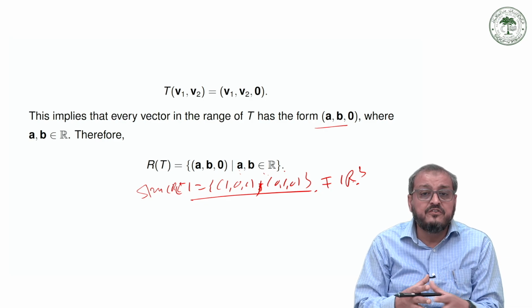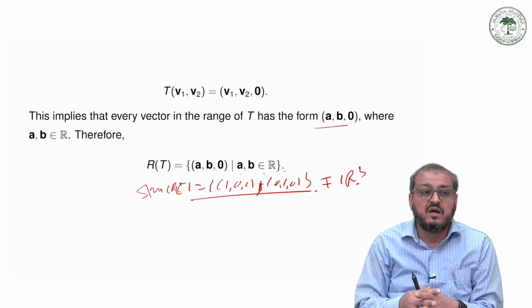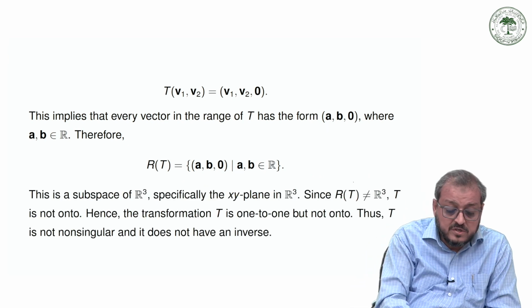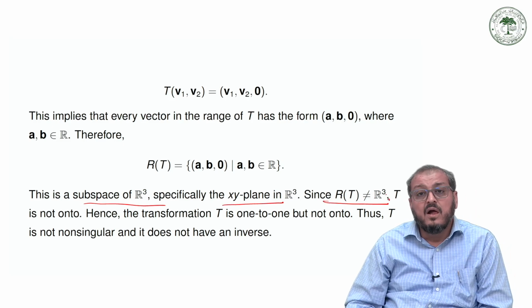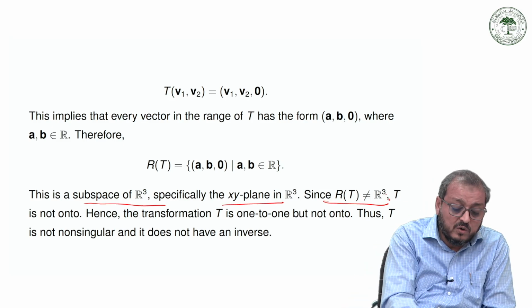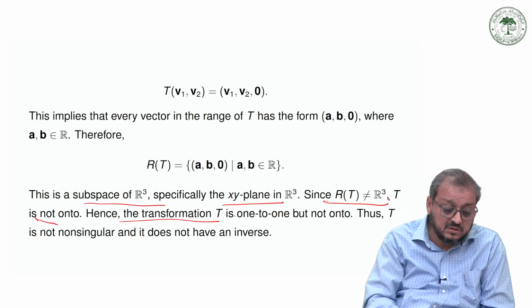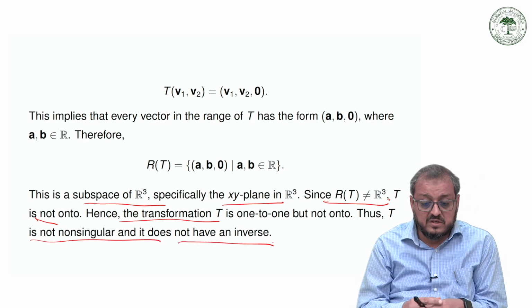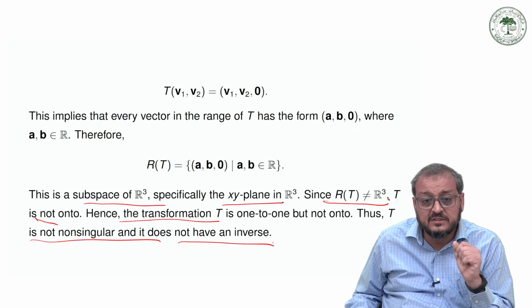If it is not onto, then we can say that T is not non-singular. If it is not non-singular, then the inverse of such a linear transformation does not exist. So the range is the xy plane in R3. So the range of T is not equal to R3. So T is not onto, hence the transformation T is 1 to 1 but not onto. Thus T is not non-singular and it does not have an inverse. So this inverse does not exist.